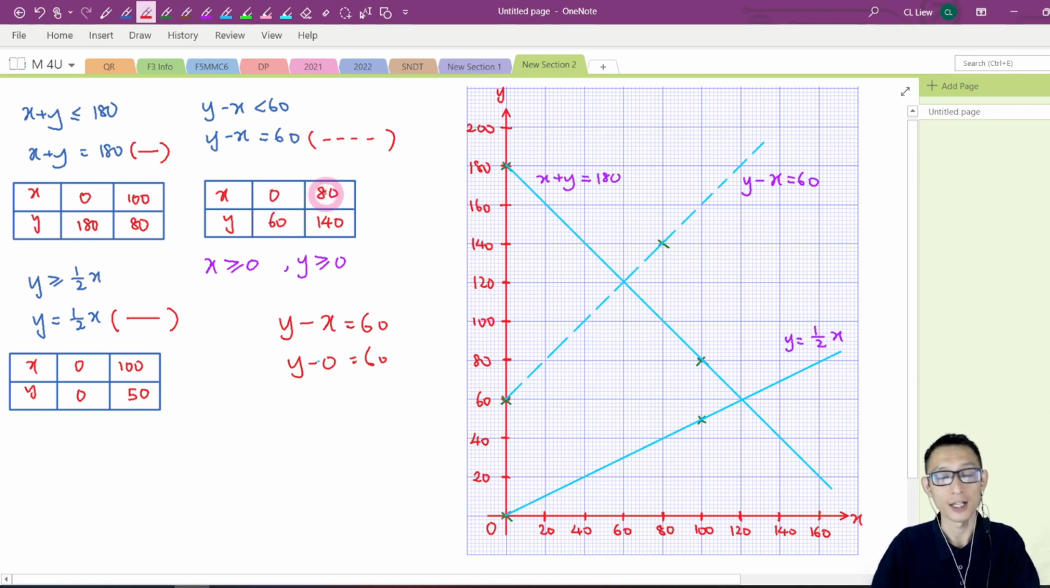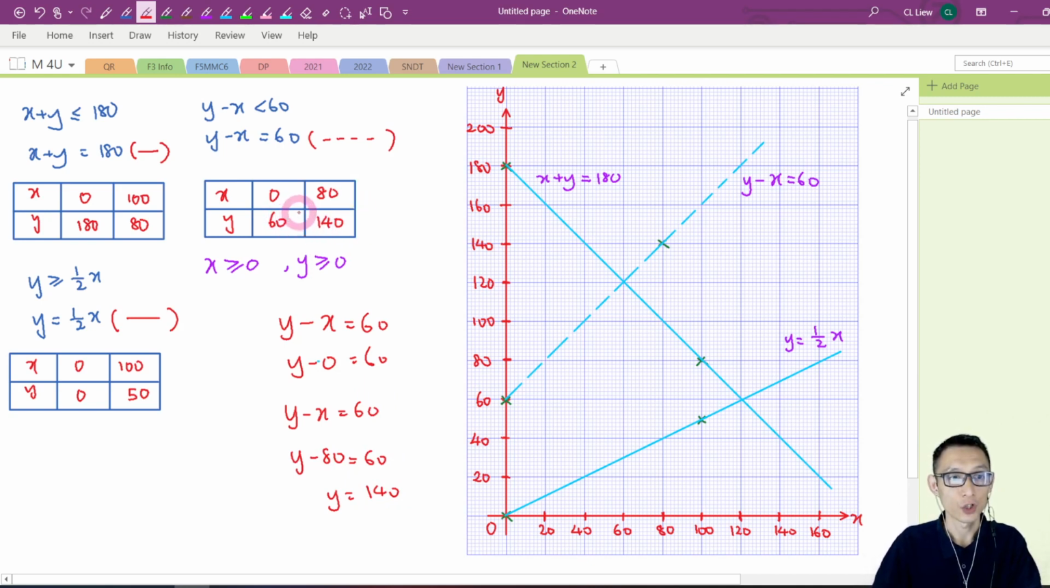So how about this one? I set it to 80. If you don't want to use 80, you can use other values, 60 for example, 40 is okay. Now I use 80, so I'm going to write y minus x is equal to 60, the same thing. But now I will change the value of x to 80. y minus 80 is equal to 60. So y is equal to 60 plus 80, which is 140. So this is the way how I get 140.